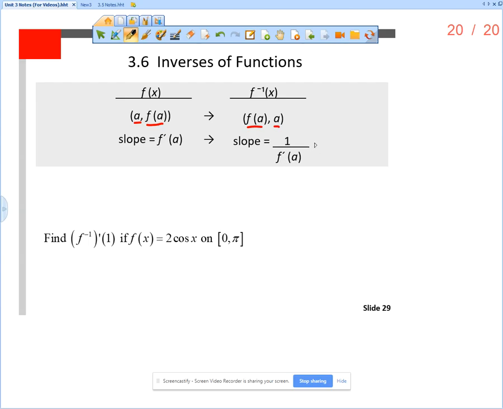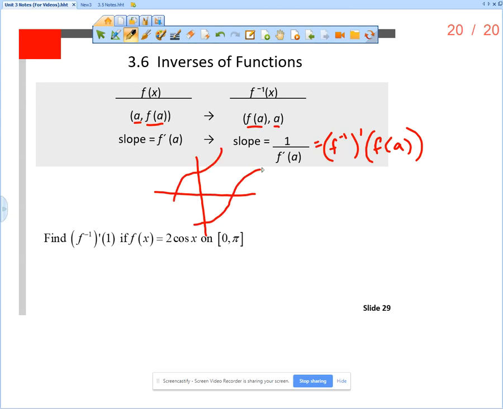Well, remember, what we have to realize here is that the slope 1 over f prime of a, these are inverses. But for this function, we refer to this as f inverse prime of, well, what's the x value? It's actually f of a. So that can be confusing. So let's look at a picture. If I have a picture here, I always will draw something like that. And I've got my dotted line showing that this is a reflection. And so what I want to do is pick a point.